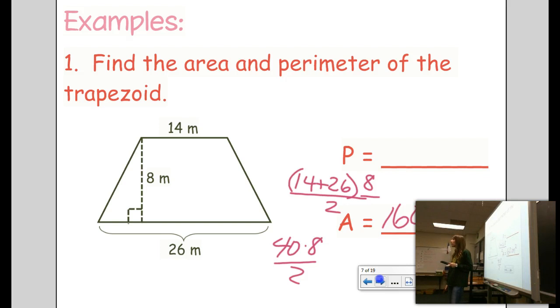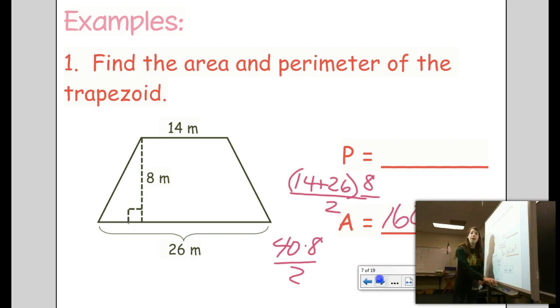What's wrong? I got 180. Okay, we'll try again. It's 160. I got 160. You can't argue with it. It has nothing to do with the mode. What's going on, guys? 40 times 8 divided by 2. There's no other way to do it. Okay, go get another one. I'll fix that. Did you try again?